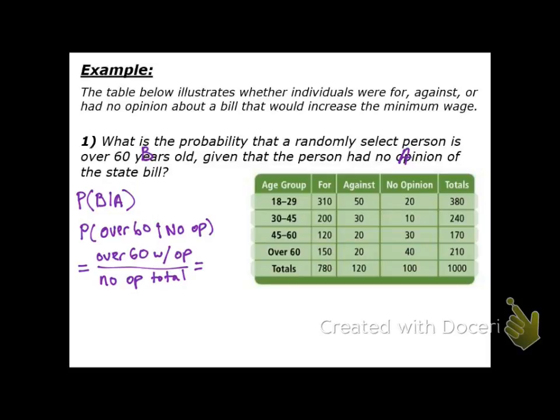So the number of people over 60 with no opinion were 40, and the number of people with no opinion in total was 100. So we've got 40 over 100, or in this case, we could go ahead and say 0.4, or right around 40%.